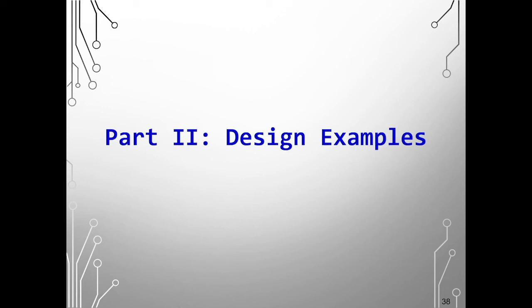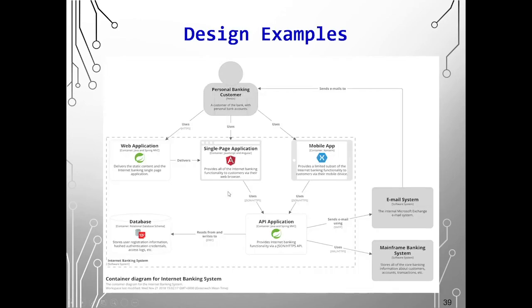So now we'll be looking at two design examples. In this example, we are looking at an internet banking system. There are three main systems that are involved in the internet banking system. The first one is the internet banking system, then the email system, and then the mainframe banking system.